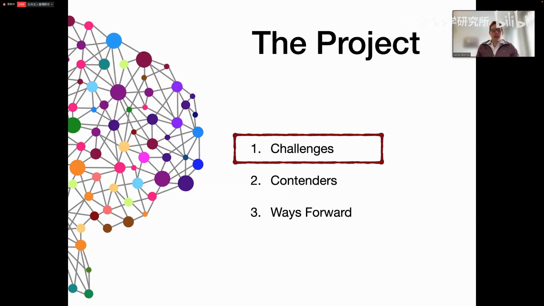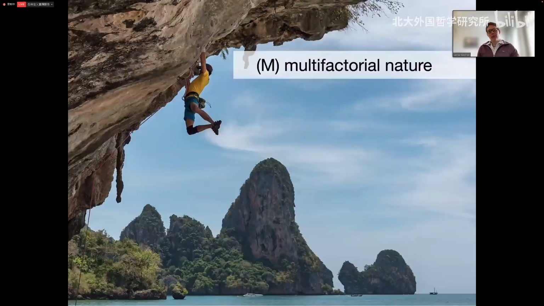All right, so let's start with the challenges that multifactorial models face. First of all, multifactorial models must be able to incorporate multiple factors or data types. This is what I already outlined in the very beginning. So we must incorporate multifactorial data to grant that these models actually have a multifactorial nature. This is what I call the challenge M, or multifactorial nature.